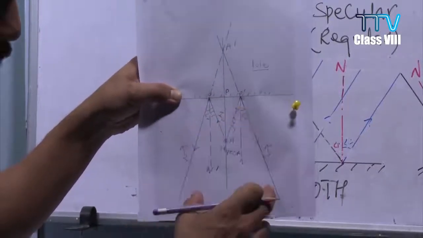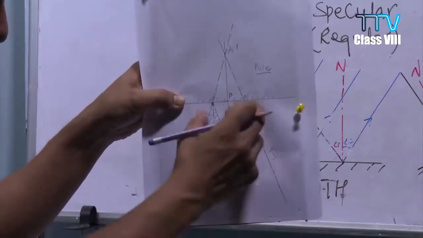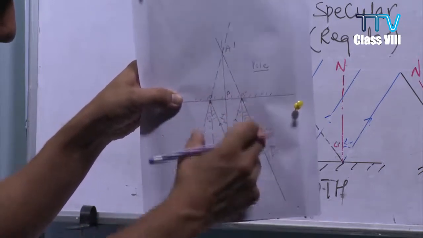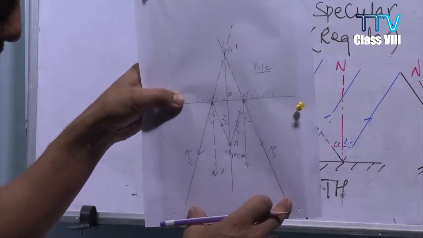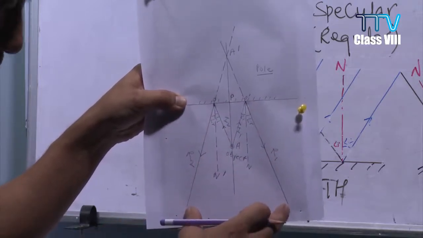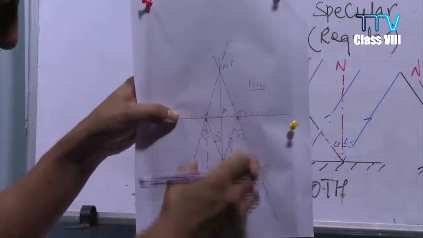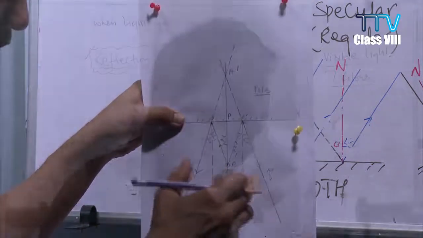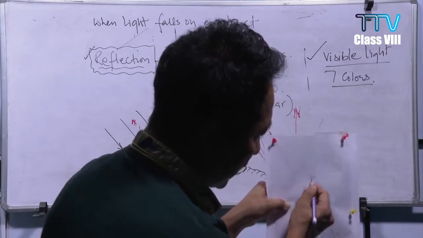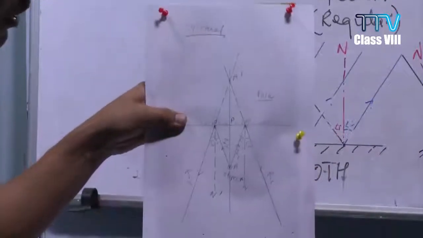Look at the two reflected rays. Are they actually intersecting? No, they are not actually intersecting. They are diverging, they are going away from each other. The two reflected rays are not actually intersecting, but when we produce them backward they appear to meet, and that is where the image is seen.